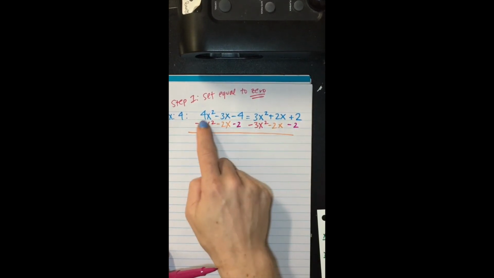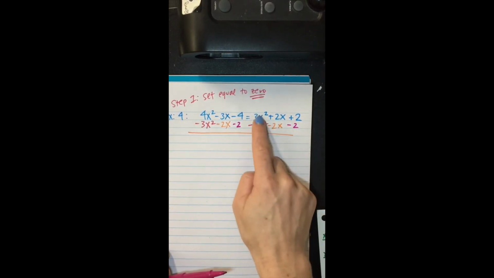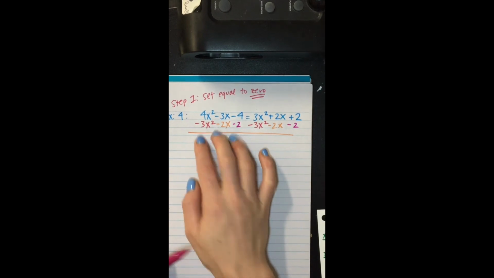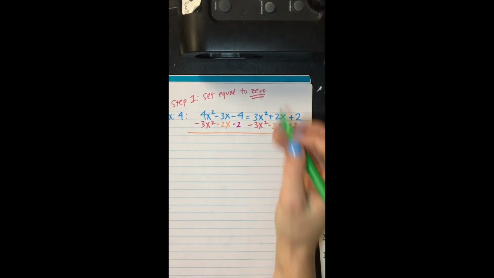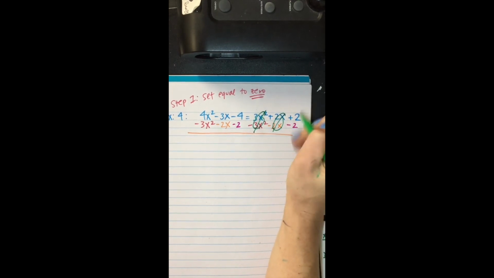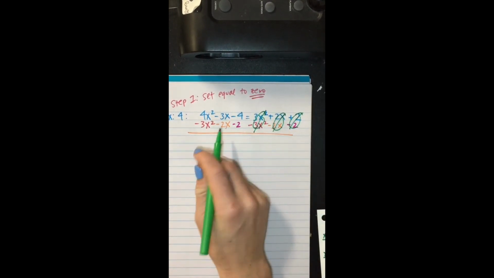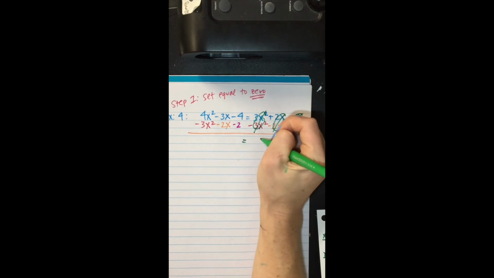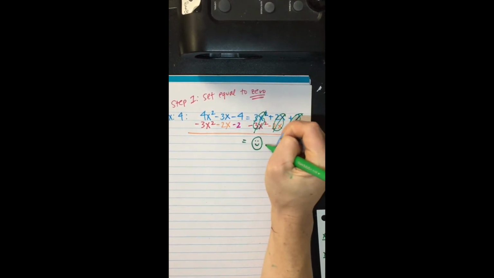The reason I didn't do that is I didn't want to have my x squared be a negative. So instead, I'm moving all of this over here. Let's see what happens. 3 take away 3, that's 0. 2 take away 2, that's 0. 2 take away 2, that's 0. And I'm left with one big 0 over here.